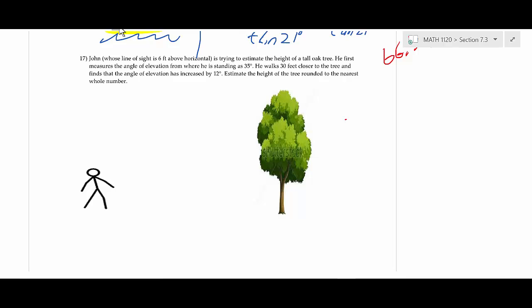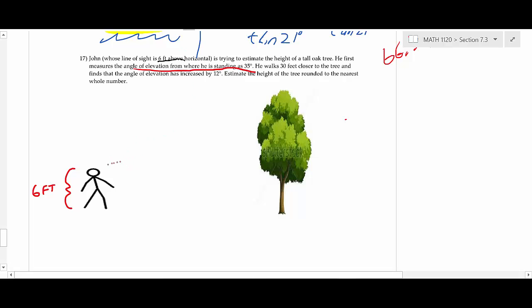So here's what it says. John is 6 feet above the horizontal. So here's John, and I take that as, for all practical purposes, he's 6 feet tall. Just got to make a few assumptions. Now let's see. It says he first measures the angle of elevation to the top of the tree at 35 degrees. So he's looking at the angle of elevation to the top of the tree as 35 degrees.